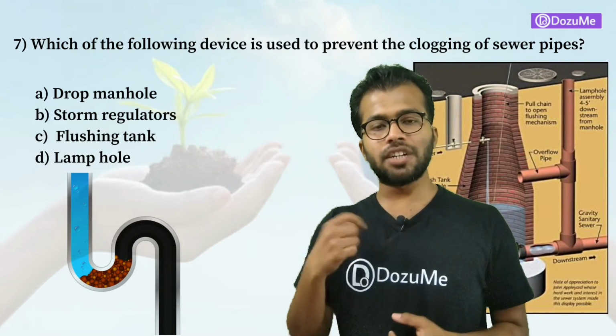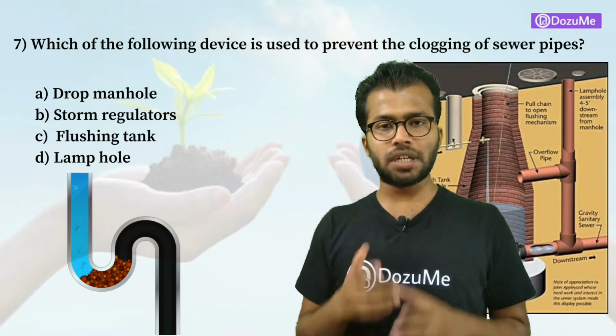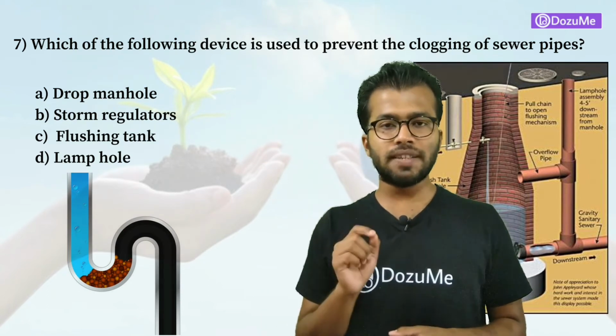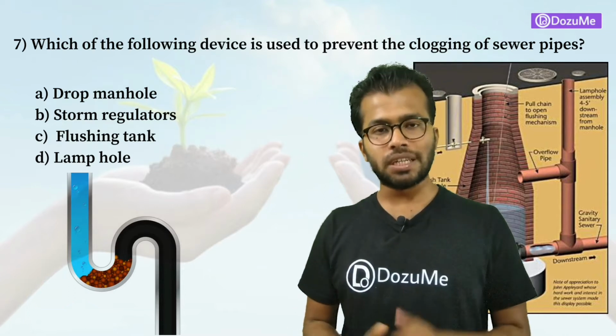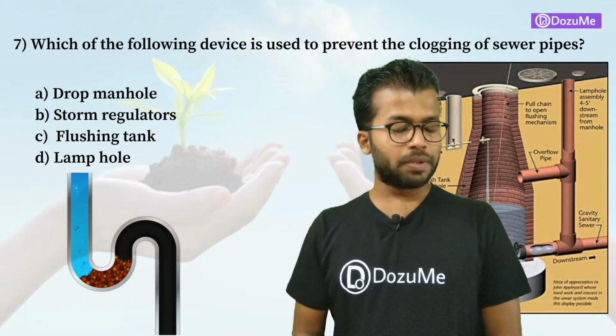Basically, we store a large amount of water in the flushing tank, and after a certain interval of time, we release the water with high pressure to clear the sewage. Okay, so option C will be the correct answer.